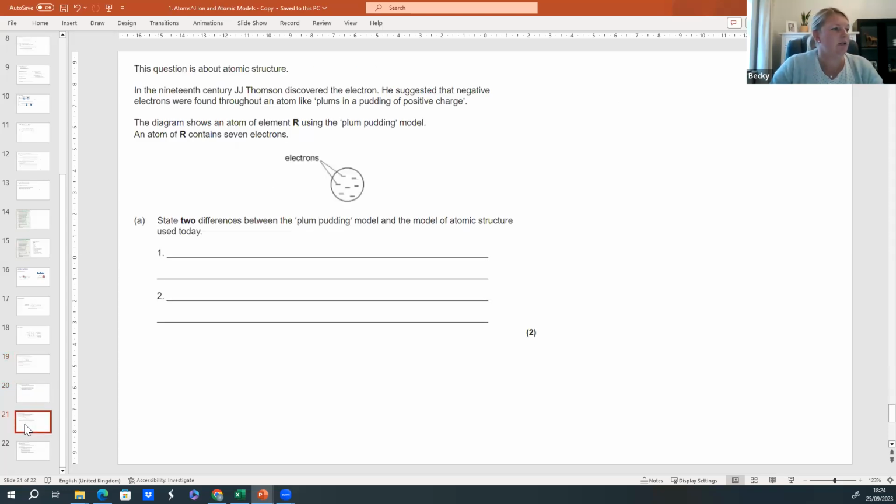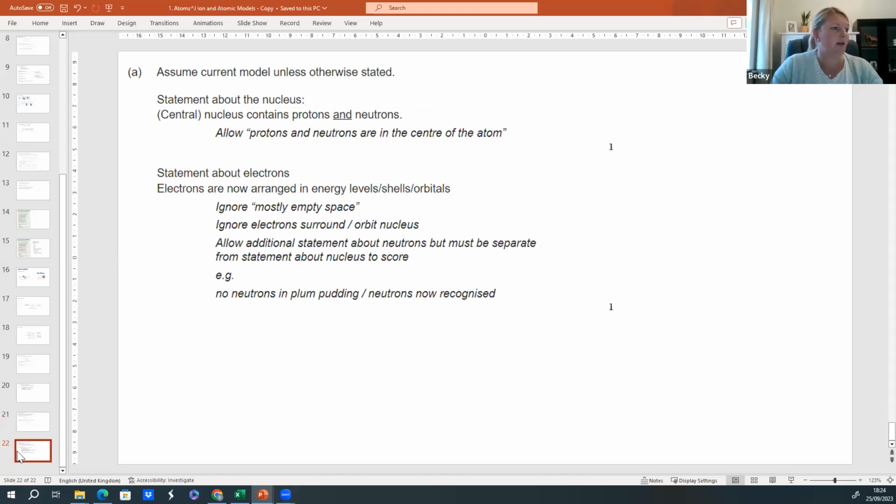And then our second little question: J.J. Thomson discovered the electron, so he suggested that the negative electrons were dotted around in a positive charge. Again, two differences between the plum pudding model and the atomic structure that we use today. Various things you could have said: that the nucleus contains the protons and neutrons, or that we've got a central nucleus, not one big positive ball with the electrons dotted around. And again, that we now have those electrons in specific energy levels.